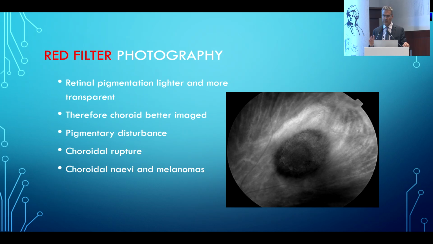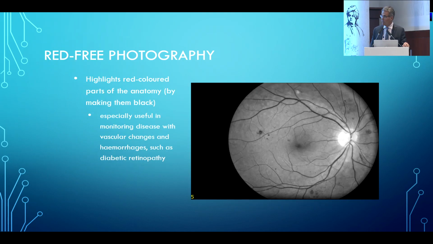You can then put different filters on your camera. Adding a red filter can image choroidal lesions better, while red-free photography can highlight red lesions such as hemorrhages and diabetic retinopathy.